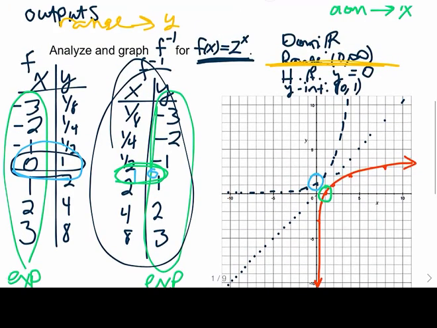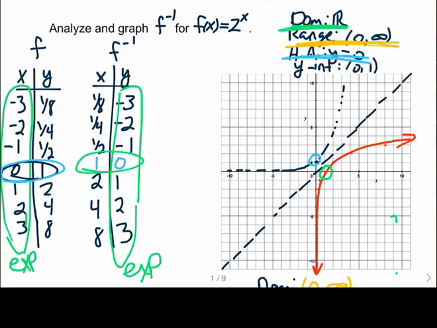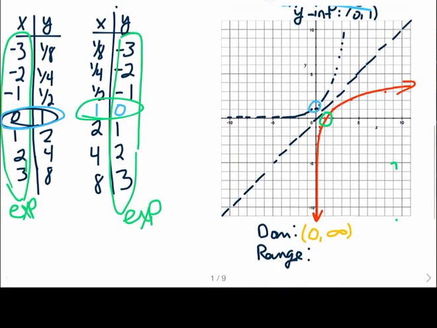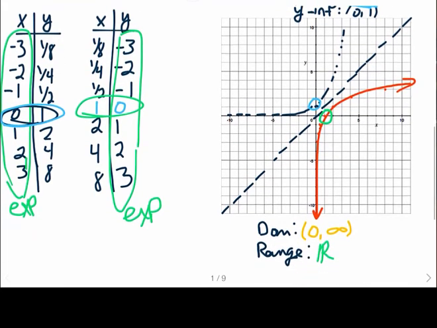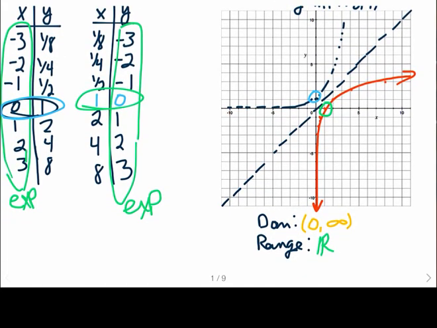Likewise, the domain of the original is the set of real numbers, and the range of the inverse is the set of real numbers. If we consider the horizontal asymptote that we had, y equals 0, and the fact that inverses switch x and y's, then we end up with a vertical asymptote for the inverse, and its equation is going to be x equals 0.